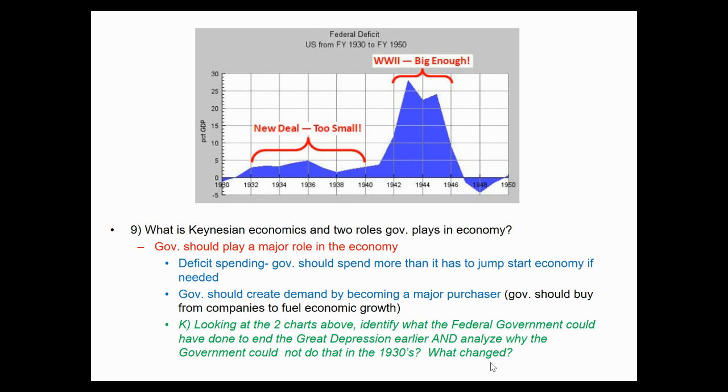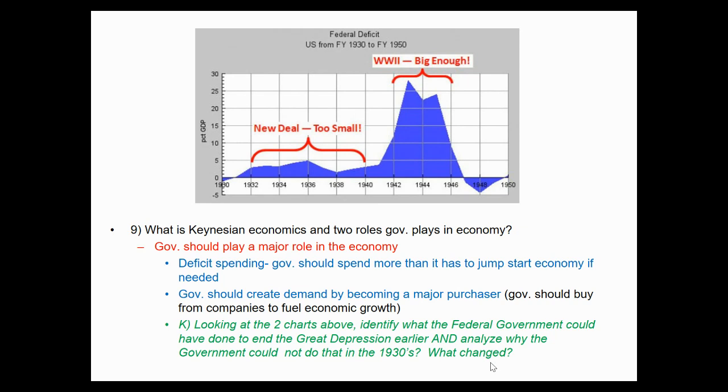Looking at the two charts above, identify what the federal government could have done to end the Depression earlier. The New Deal did not end the Depression. It just kept people from starving and rioting, okay? What ended the Depression, you can see up there, is World War II. Government spending, wow, quintupled is what it did, okay? Now, obviously, what could the government have done? It could have spent more money, okay?